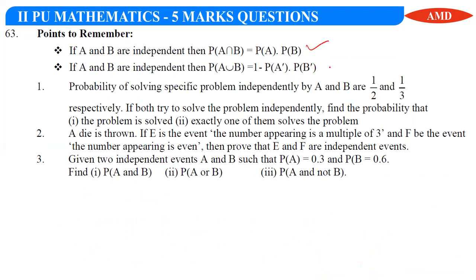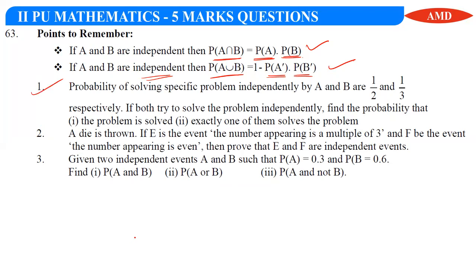All you need to know is these two formulae. So probability of A intersection B, whenever A and B are independent, is probability of A into probability of B. The other formula is probability of A union B is equal to 1 minus probability of A dash into probability of B dash, provided the events are independent. Let me try one question here. Maybe the first question itself I want to try.